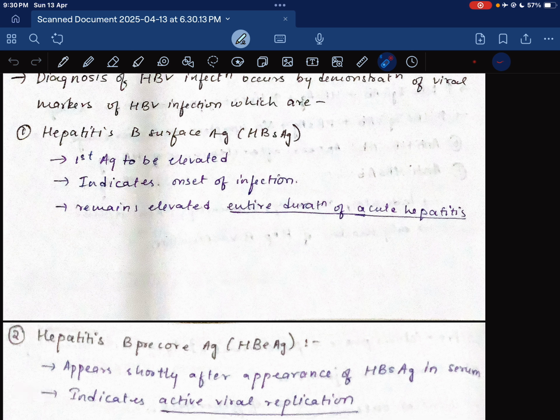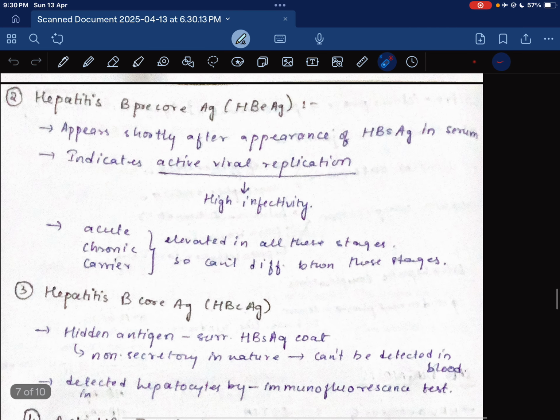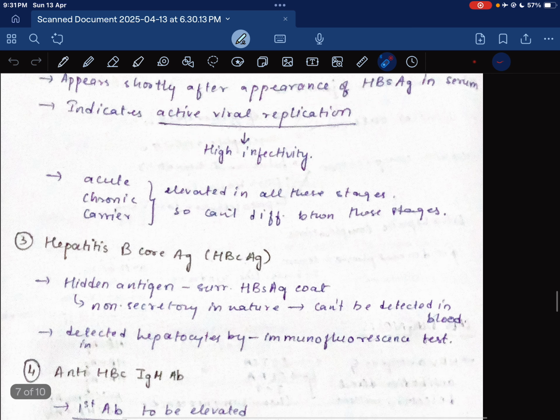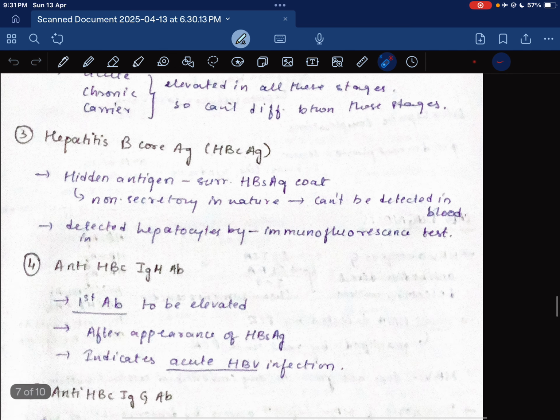hepatitis B surface antigen, HBs antigen. It is the first antigen to be elevated, indicates onset, and remains elevated during the entire duration of acute hepatitis. Hepatitis B e antigen appears shortly after appearance of HBs antigen in serum and indicates active viral replication. It indicates a high infectivity stage. HBs antigen is elevated in acute, chronic and carrier stages, so it can't differentiate between these stages.